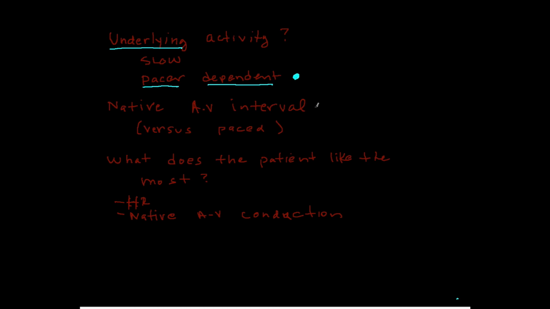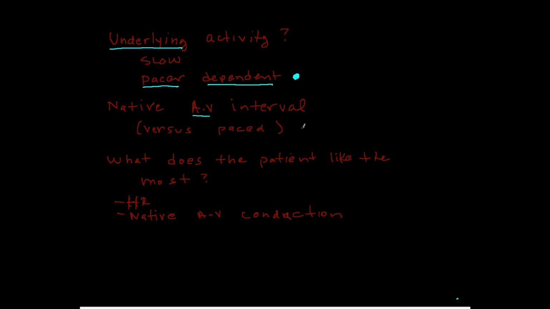Along the same lines, when you're looking at the patient's rate and whether they're dependent or not, try to get a sense of what the AV interval is, especially if you're dual chamber pacing. Try to get a sense of what your pacemaker setting is versus what the native AV interval is, and in doing so, try to really figure out what is best for the patient. What do they like the most?